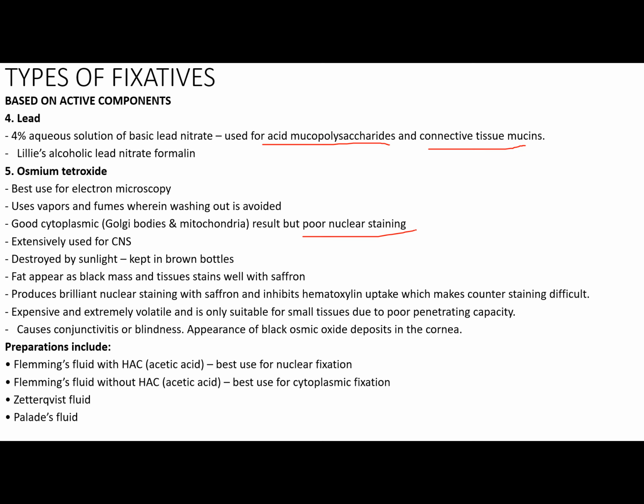Expensive class and extremely volatile and is only suitable for small tissues due to poor penetrating capacity. The problem with the osmium tetroxide class is that if you are exposed for a prolonged time, it would cause conjunctivitis or blindness, leading to the formation of black osmic oxide deposit in the cornea. Variations of the osmium tetroxide class would include Fleming's fluid with acetic acid, which is used for nuclear fixation.